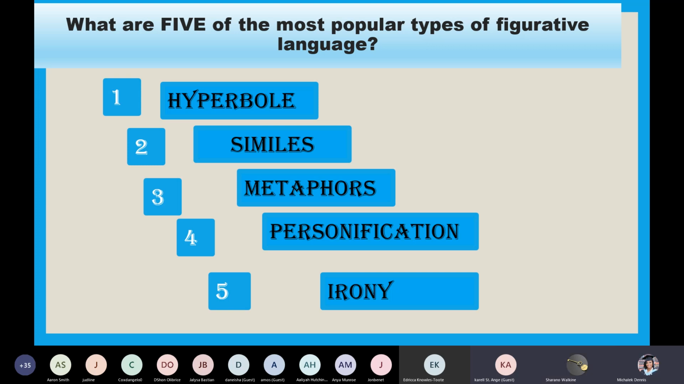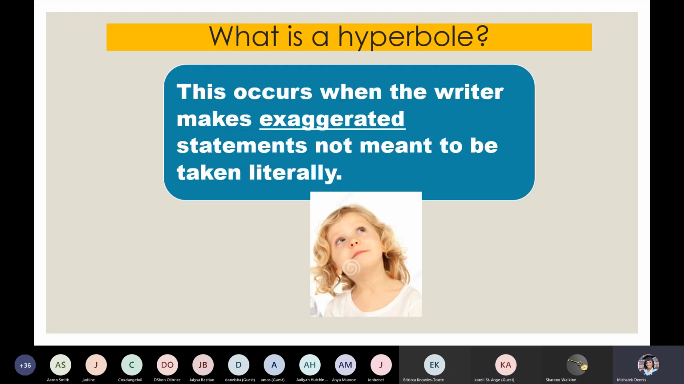Hyperbole. So we're going to look over hyperbole. Onomatopoeia. Allusion. Good job. Metaphors. Yeah, okay, guys. Good job. So we're looking at hyperbole, similes, metaphors, personification, and irony. So let's look at the first one.